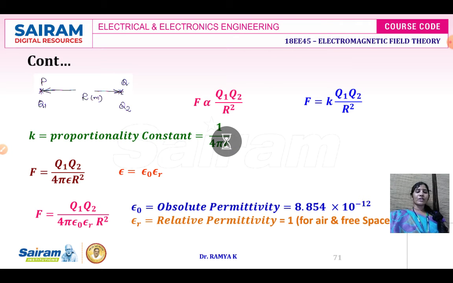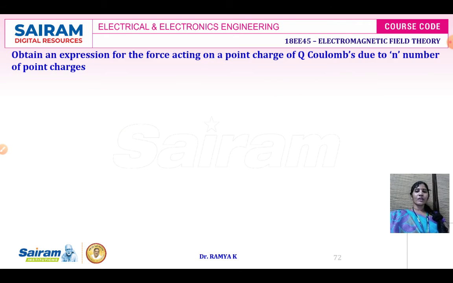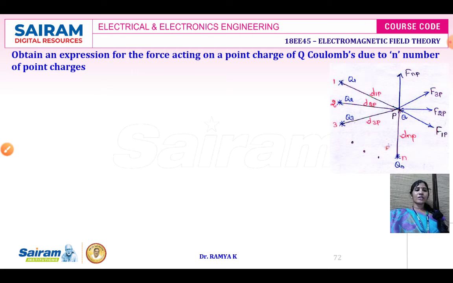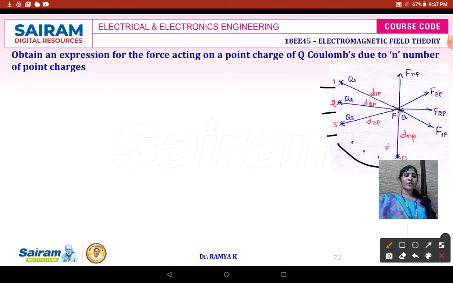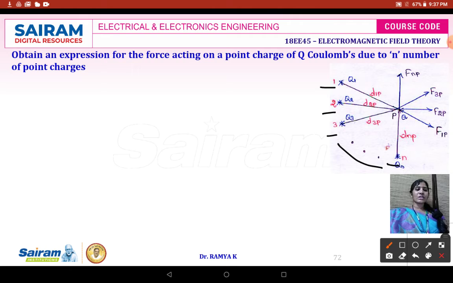At that moment, you need to obtain the expression for the force acting on a point charge of q coulomb due to n number of point charges. You consider n number of point charges. This is going to be point charge number 1, 2, 3, and you have n number of point charges. So this n number of point charges is going to exert a force at point P. So here we need to consider which is your cause and which is your effect.